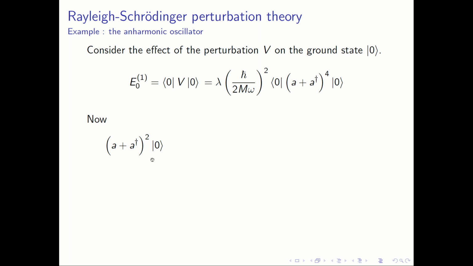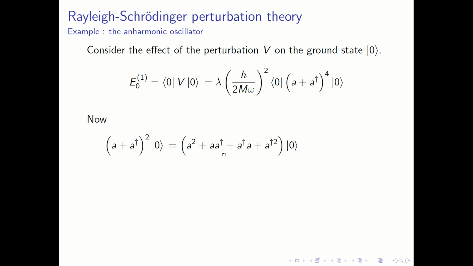And as you all know, this sum of two operators, when you square it, you get a squared plus a dagger squared plus a dagger a plus a a dagger. So this operator goes and acts on ket 0. And the result of this operator acting on the ket 0, the ground state of the harmonic oscillator, is pretty simple. After all, a squared kills ket 0. A alone kills ket 0.